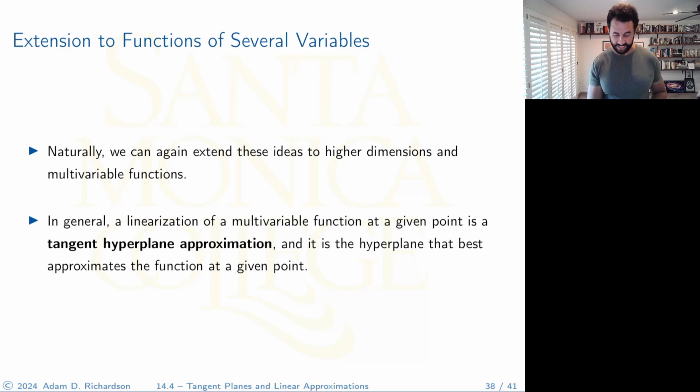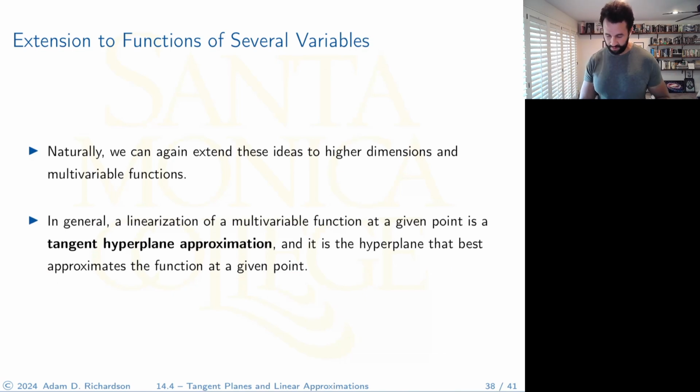So in general, a linearization of a multivariable function at a given point is what we call a tangent hyperplane approximation. Maybe if you think of a line in 1 dimension and a plane in 2 dimensions, in higher dimensions you would have what we call a hyperplane, kind of like a hypercube in some sense. And what is this tangent hyperplane approximation? It's the hyperplane that best approximates a function at a given point.